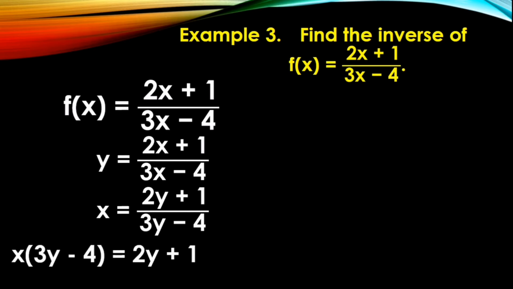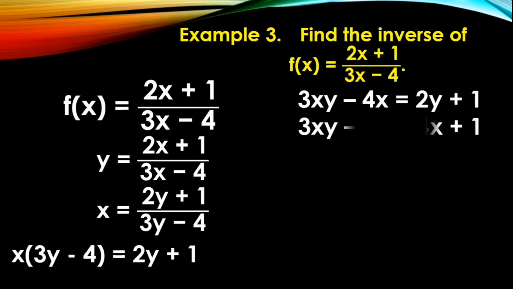We will multiply x by 3y minus 4 and then copy 2y plus 1. x times 3y, that is 3xy, and x times negative 4, that is negative 4x. Just copy again 2y plus 1. We will combine in one side those terms with variable y. So we have here 3xy minus 2y is equal to 4x plus 1.